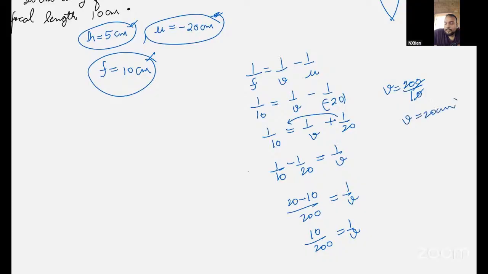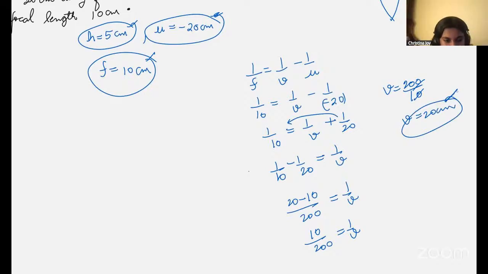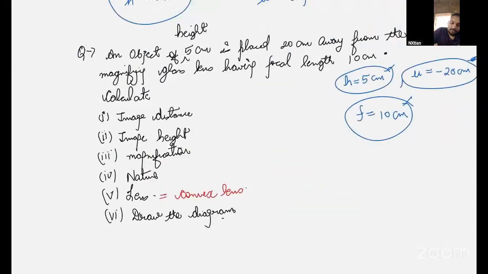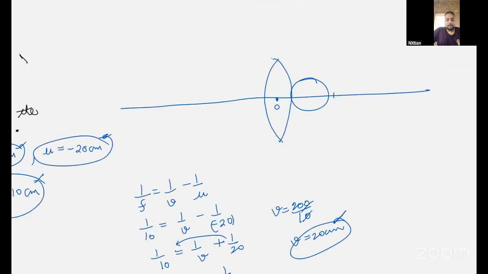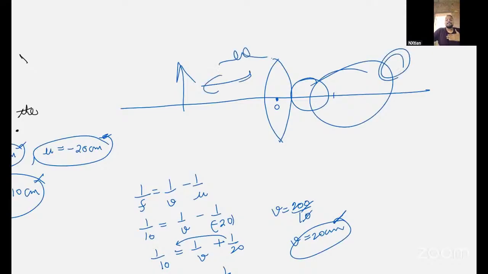Now, Christiana, you didn't understand anything, no? Ask me better. I understood, sir. Okay, you understood? But don't forget, okay? So it is 20 centimeters. Now, 20 centimeter means the image is this side only, because object is placed this side, this is negative, then this is positive, no? That is the correct answer. Did you understand? Say yes or no?